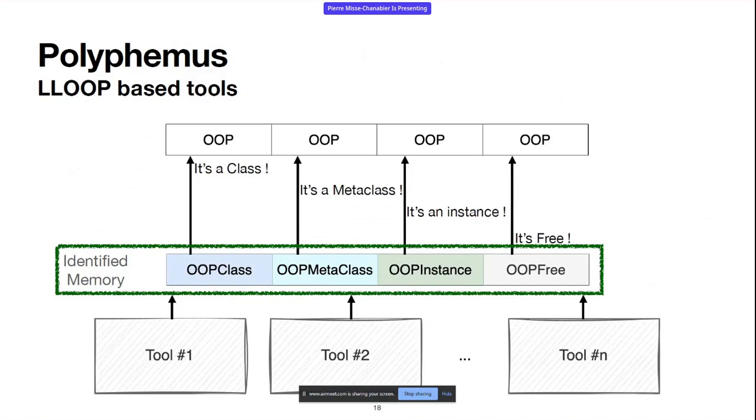We get language level OOPs then that we put inside an identified memory. The point is that rather than having tools that are manipulating OOPs directly, they are manipulating a higher level entity, that is in this case LLOOPs, and the identified memory may cache or not these OOPs, depending on the kind of tool that you want to write.